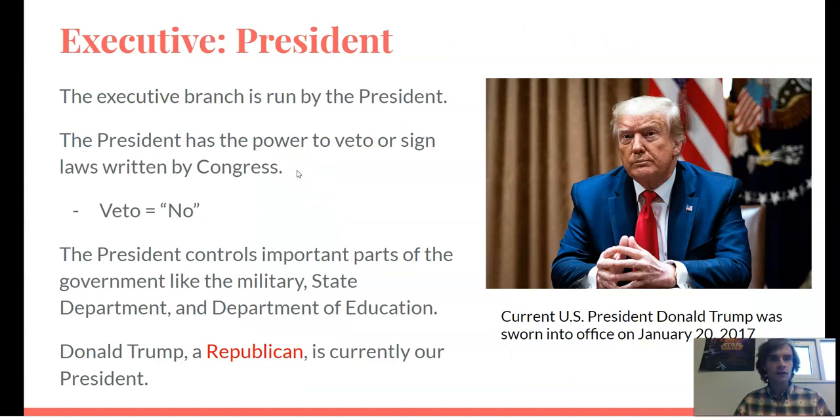The executive branch, now on to the next branch, is run by the president. The president has the power to veto or sign laws written by Congress. So if Congress makes a law the president doesn't like, he can say no, or he can veto the law. The president also has other powers like issuing executive orders, which have the force of law. He can also control important parts of the government, like the military, State Department, or Department of Education. At the moment, Donald Trump is a Republican and is currently our president. He was sworn into office on January 20th, 2017.